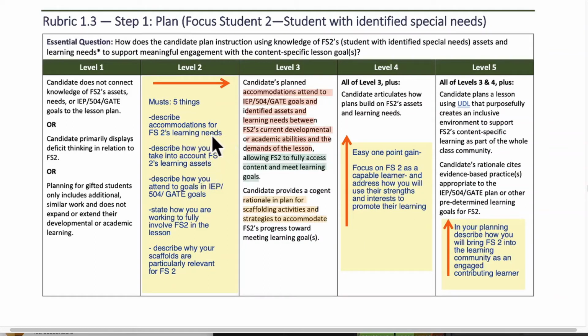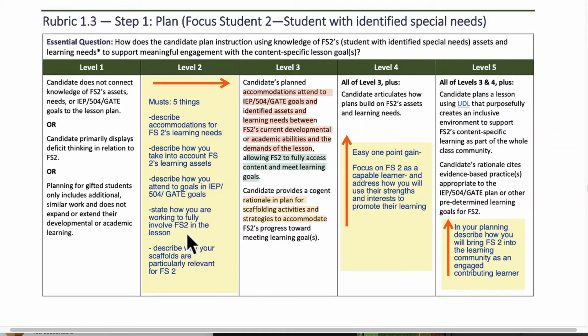You don't want to be focused on how they need stuff and they're broken and what's wrong with them. You want to say what's going to help them move to the next place in their learning, including and incorporating the good things they bring to their learning already. So assets is very important. Make sure that's clear. And then you also want to make sure you're attending to the goals and the IEP 504 GATE goals. That means you have to set them out in your writing. So in your writing somewhere, make sure you state focus student 2's goals and their 504 plan are such and such and such, and I'm paying attention to them in this way.